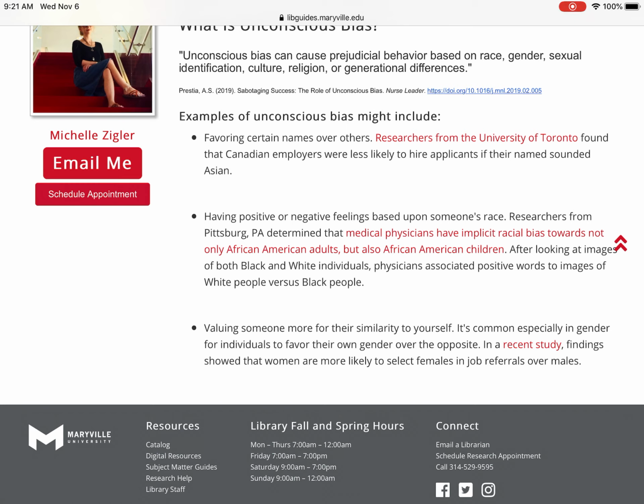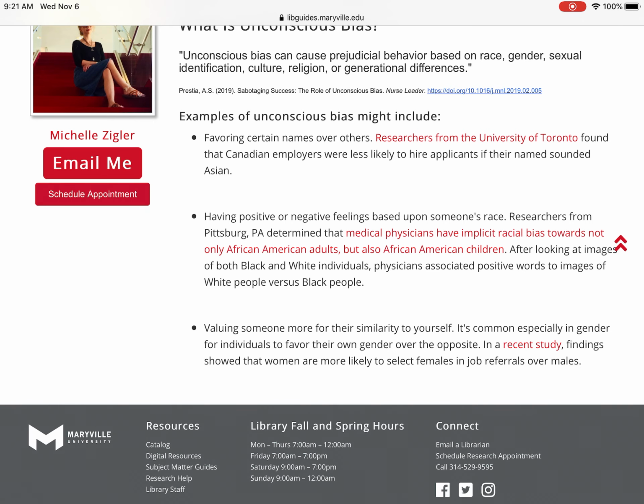Another example of unconscious bias would be valuing someone more for their similarity to yourself. If you happen to be male or identify as male, you may be more likely to want to work with someone that's male, or choose someone male over female, right? Another recent study showed that when it comes to job referrals, women in companies and corporations are more likely to select females over males when they've been referred for a certain job. So that's another example.